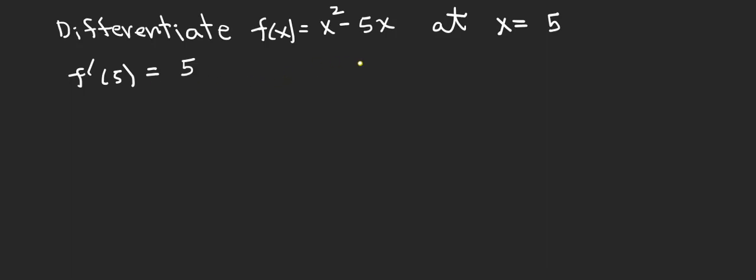Now let me ask you a question. What if they ask you to find the equation of the tangent line at x equals 5? Well, in order to find the equation of the tangent line at x equals 5, we need to know what the point is, and we need to know what the slope is at x equals 5. We know the slope because we just found it. F prime of 5 is 5. What about the y value? When x equals 5, what is the y value? The y value is 0. So now we have a point and we have a slope of the tangent line.